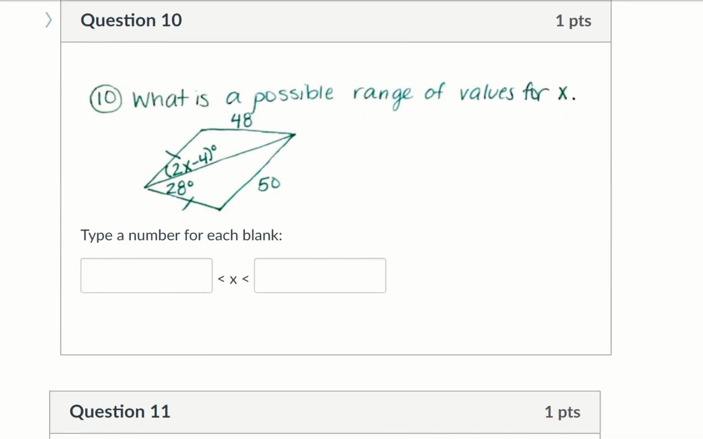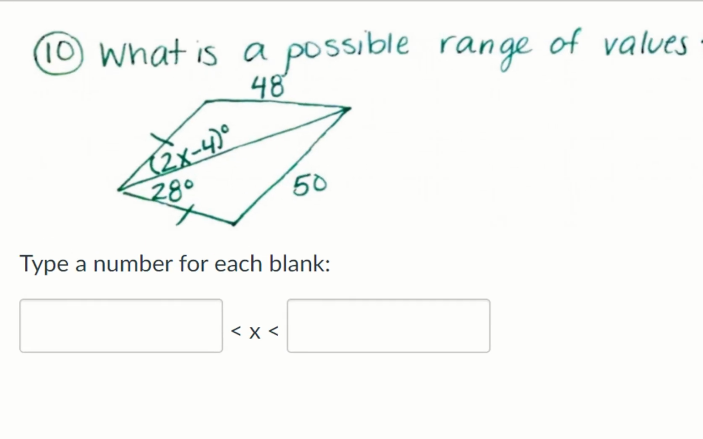Question 10, what is a possible range of values for x? If we look at this diagram, we know this is a hinge theorem problem because we have these sides that are the same. This side is shared with itself, so obviously those two are identical. So we have two pairs of congruent sides, and therefore we can compare the angles directly. If I compare 2x minus 4, I go straight to the opposite side, which is this side right here, and then the opposite side here, which is 50.